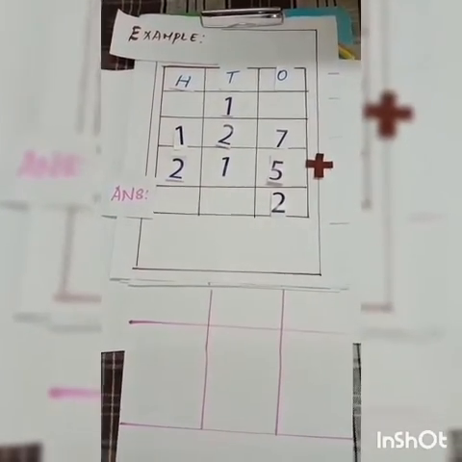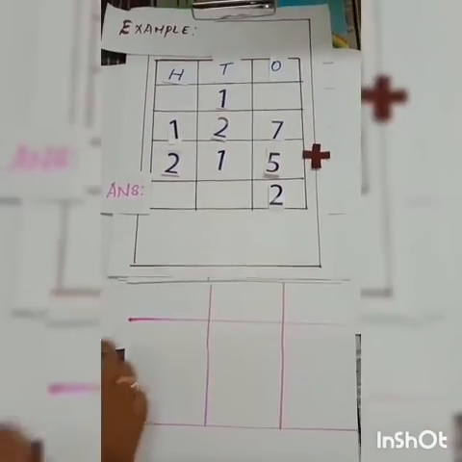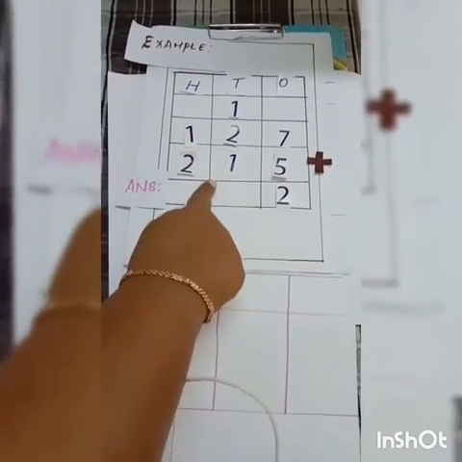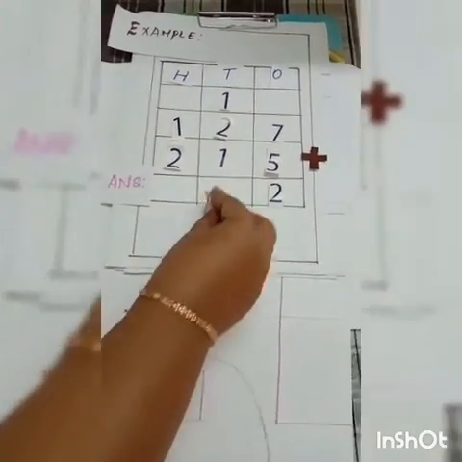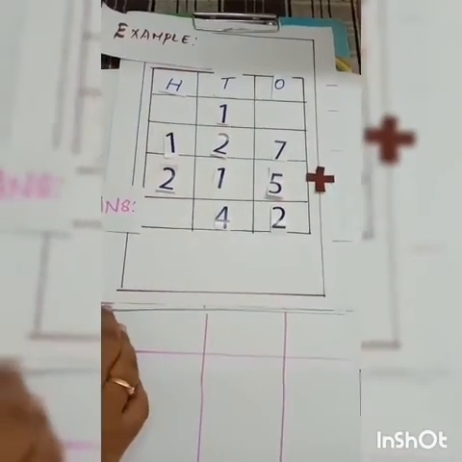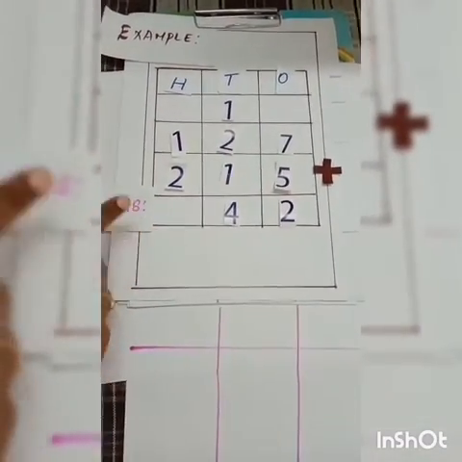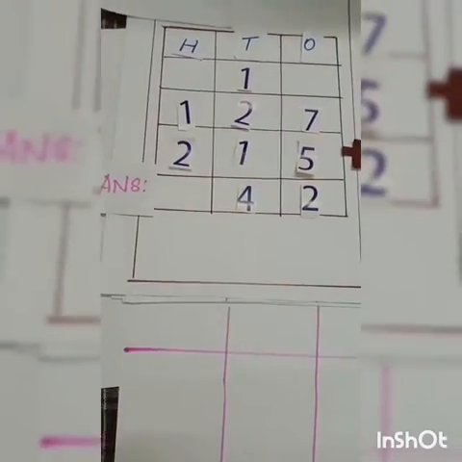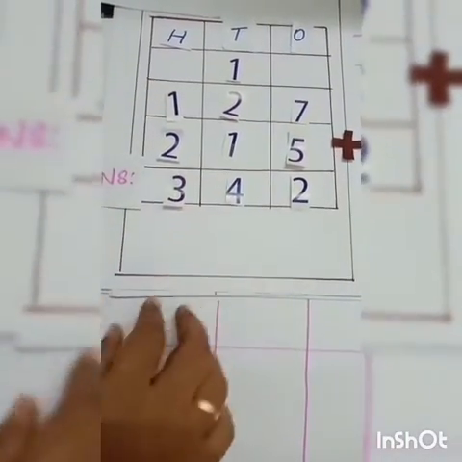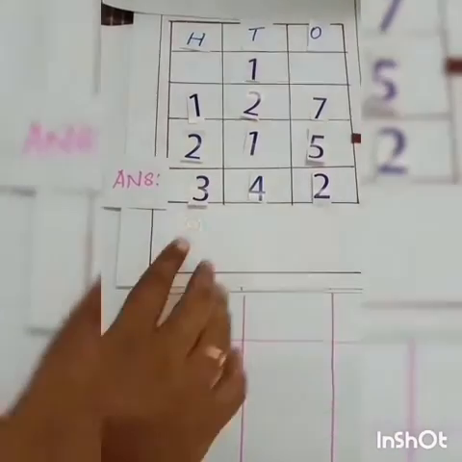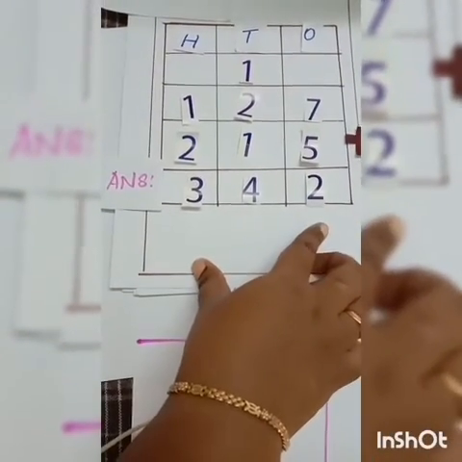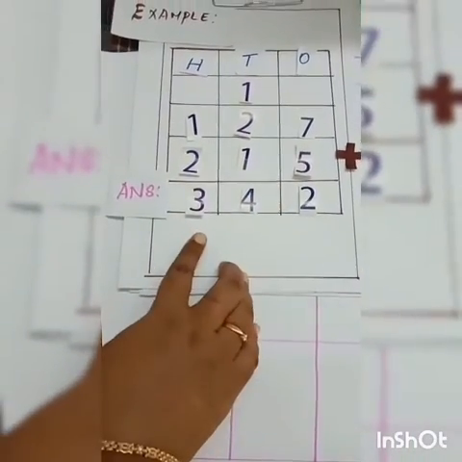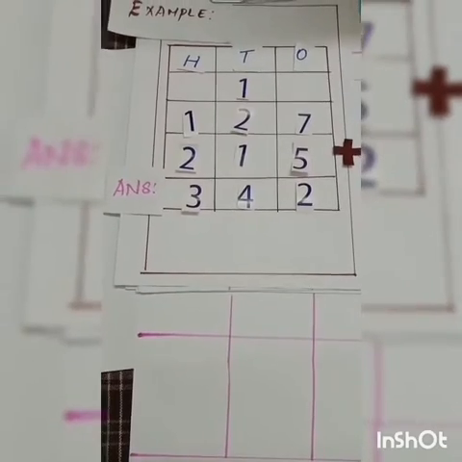Step 3. Add the digits in the tens column. That is 1 plus 2 plus 1 is equal to 4. Step 4. Finally add the digits in the hundreds column. That is 1 plus 2 is equal to 3. So we get the answer as 342. 127 plus 215 is equal to 342.